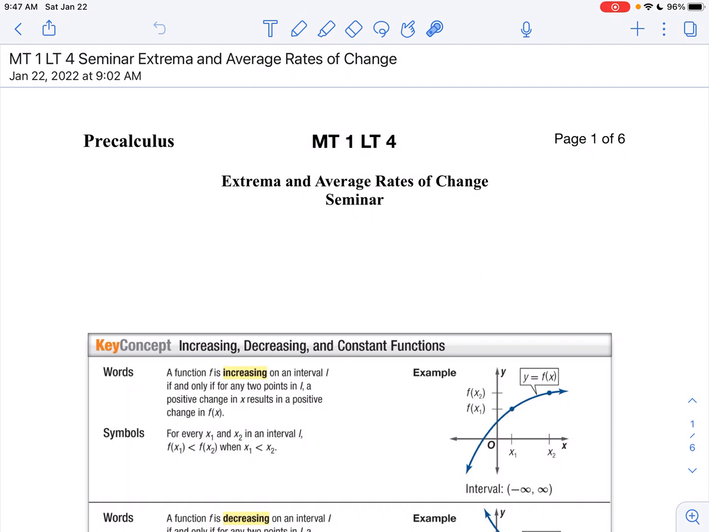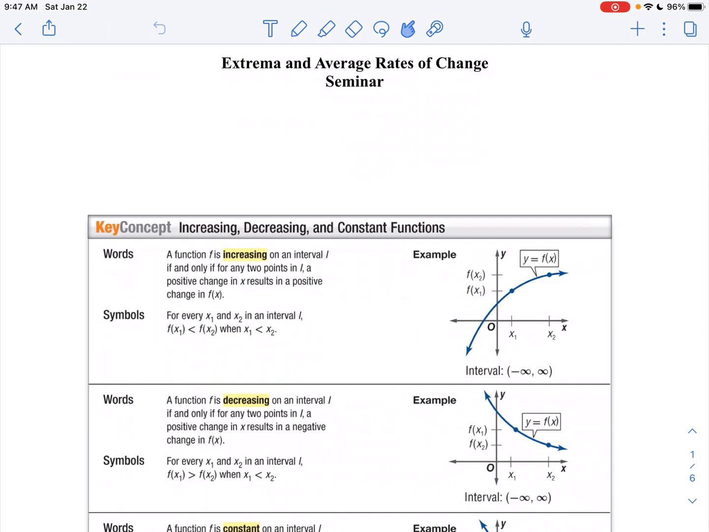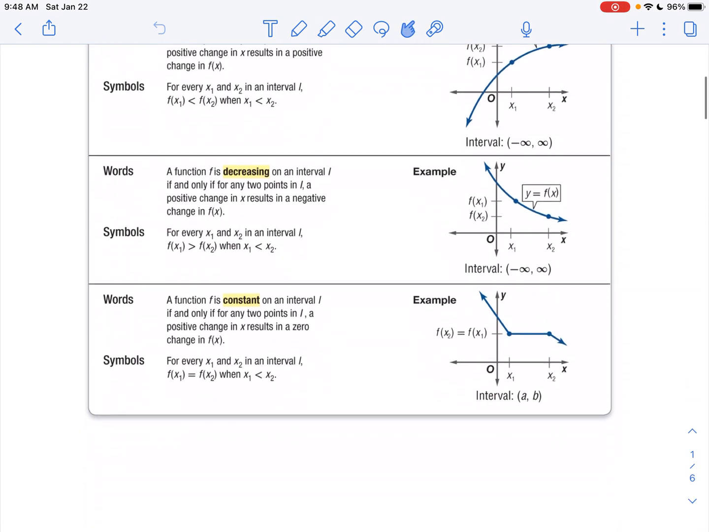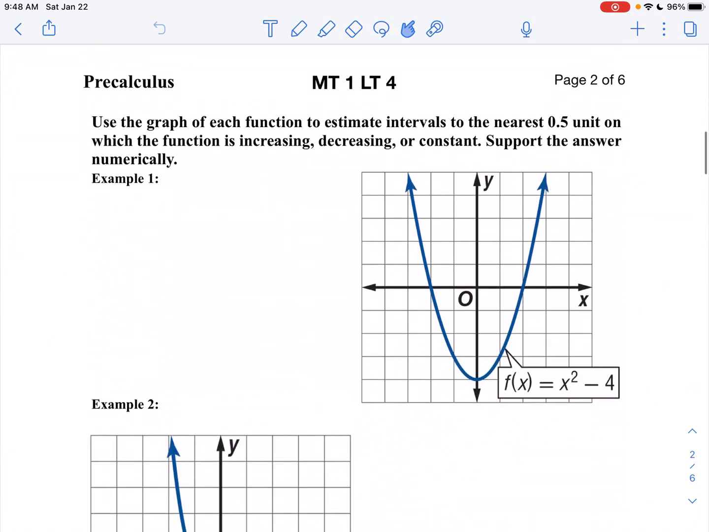When a function is increasing, it's rising from left to right. That's what increasing means. When it's decreasing, it's falling from left to right. When it's constant, it's not changing in either direction. So if we take a look at an example here, I want to use the graph of the function to estimate the intervals to the nearest half a unit, in which the function is increasing, decreasing, or constant. I want to support my answer numerically.